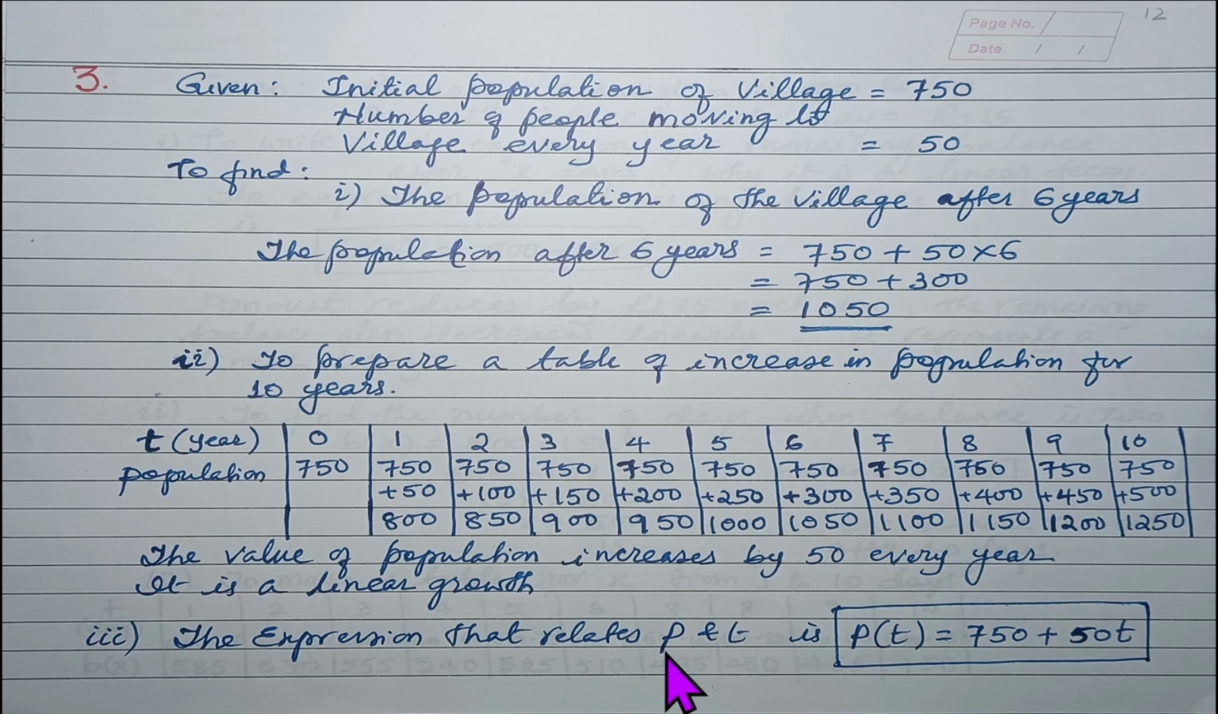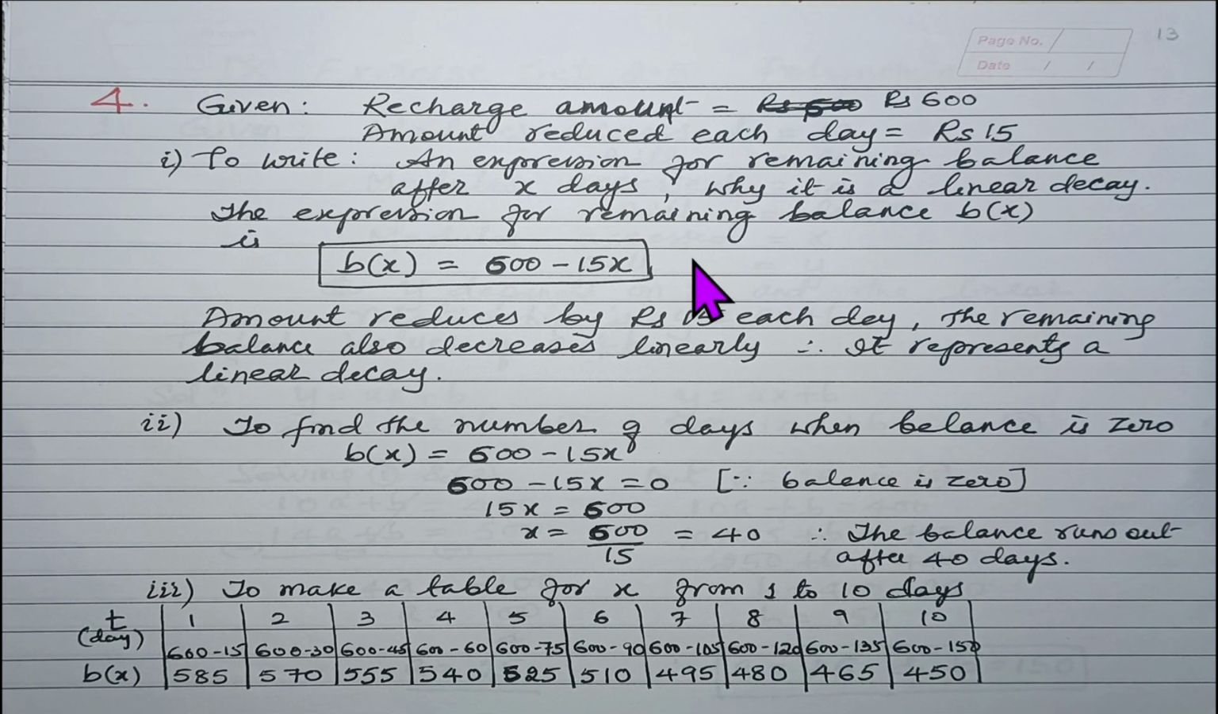The expression that relates the population and time is P of t is equal to 750 plus 50t, which is a linear expression, and it's a correct expression because when I put t is equal to 0 here, 750 is the answer. When I put t as 1 here, the answer will be 750 plus 50, that is 800, and so on. Therefore the expression is 100% a correct expression. So please remember that.